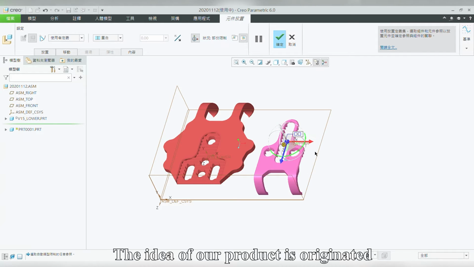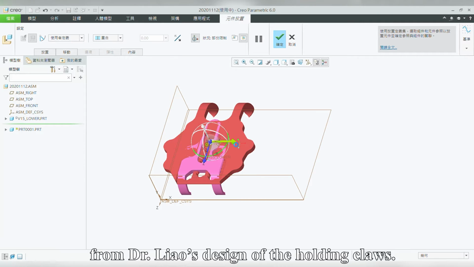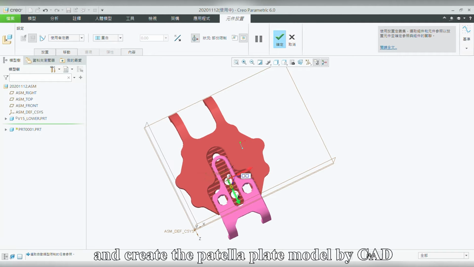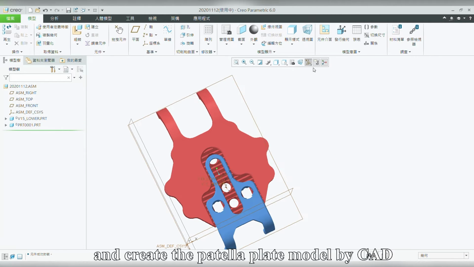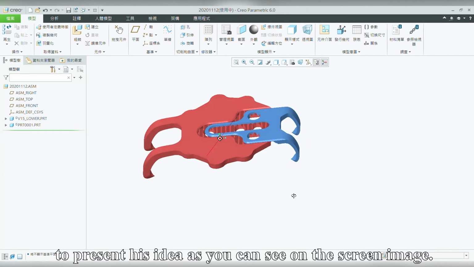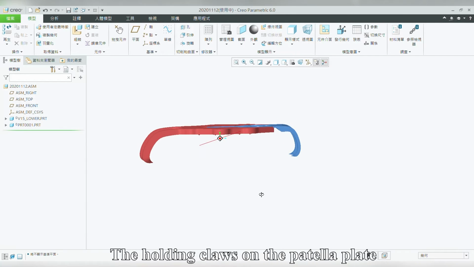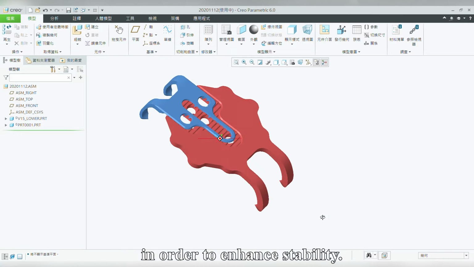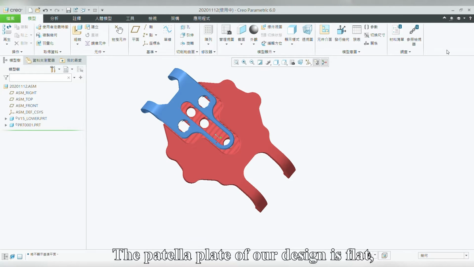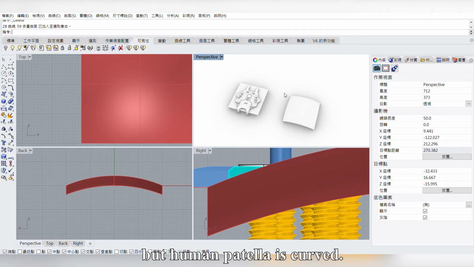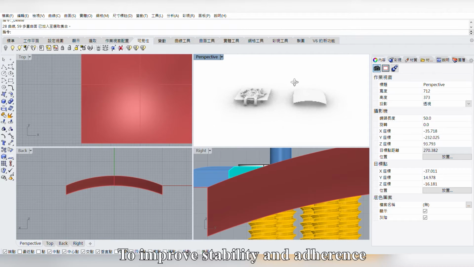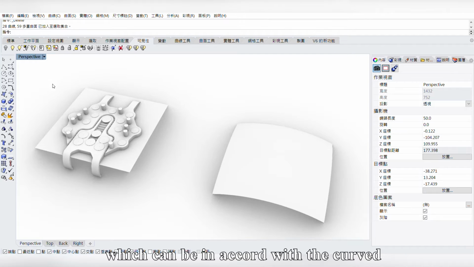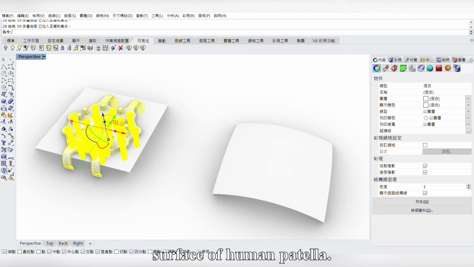The idea of our product originated from Dr. Liao's design of the holding cloth. We communicated with Dr. Liao and created the patella plate model by kit to present his idea, as you can see on the screen image. The holding cloth on the patella plate is used to hook the ruptured patella in order to enhance stability. The patella plate of our design is flat, but the human patella is curved. To improve stability and adherence, we have to design a patella plate which can be in accord with the curved surface of the human patella.